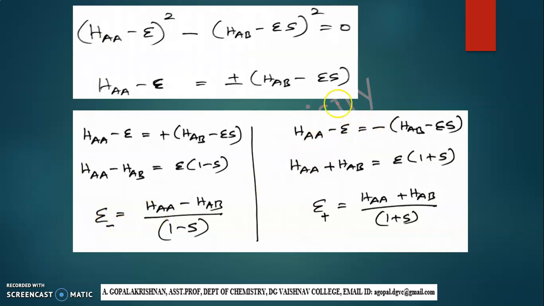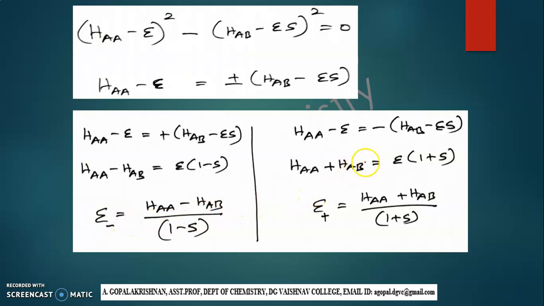Similarly, if you take the negative part of the solution, I will get the expression for E plus equal to HAA plus HAB by 1 plus S. I am denoting this with a positive sign because we have plus here. In between HAA and HAB we have plus sign, so I will put this as plus, and I am going to show you that E plus corresponds to the bonding state of the hydrogen molecular ion, and E minus corresponds to the anti-bonding state of the hydrogen molecular ion.